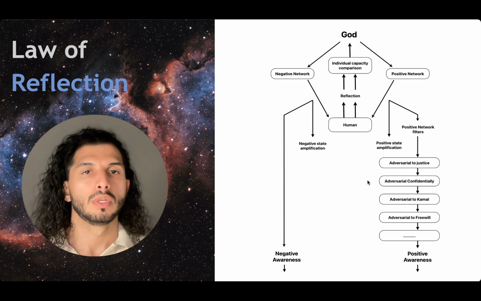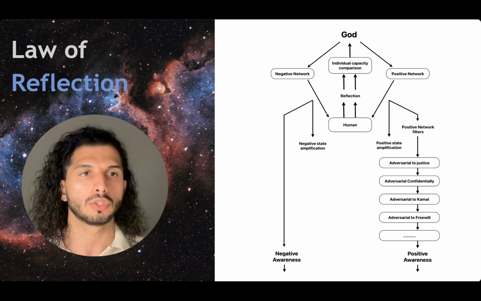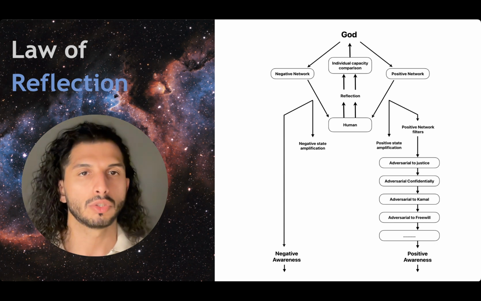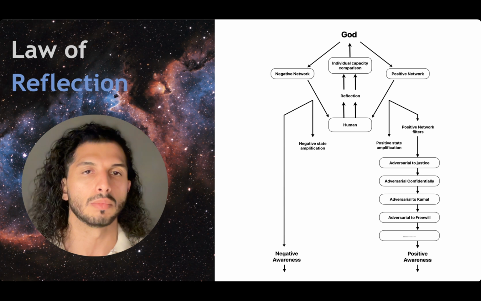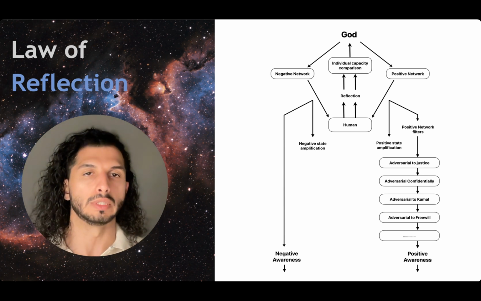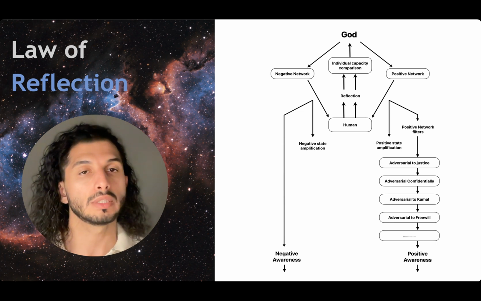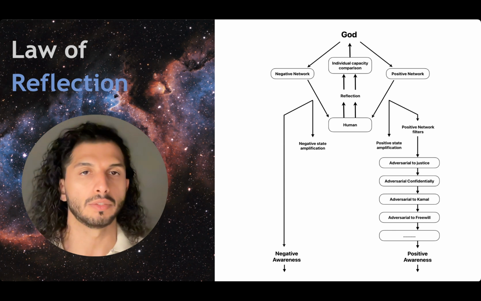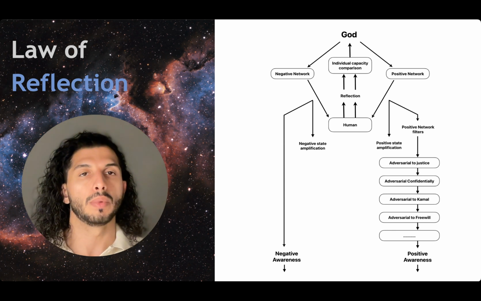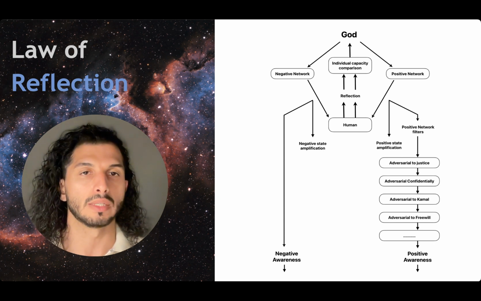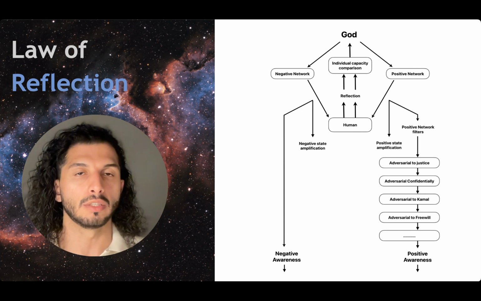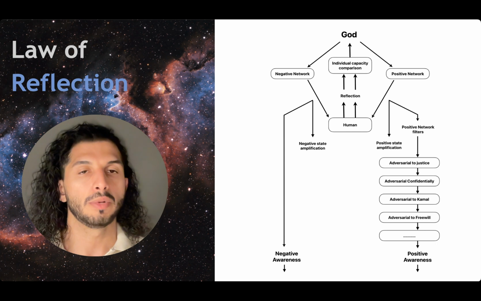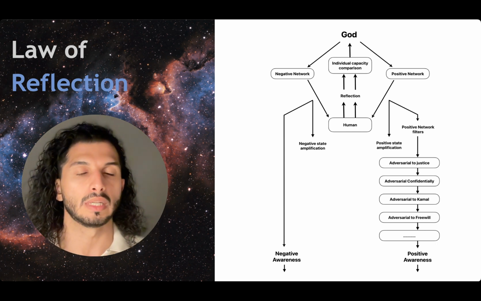So, in terms of the law of reflection, any action, thought, behavior, movement has an emission, a consciousness emission. And this consciousness emission is a representative of individuals' enthusiasm toward a specific quality or a specific concept. Regardless of individuals' intention, this emission would go up to the higher realm, to God, passing through a filter called individual capacity comparison. And then based on the compatibility of that enthusiasm, whether the answer could be received by negative network or positive network, would be reflected back to us. And it either amplifies the positive state if it's harmonious, or amplifies the negative state.